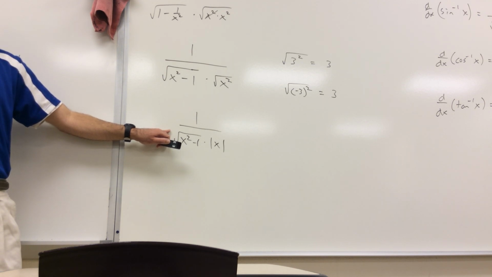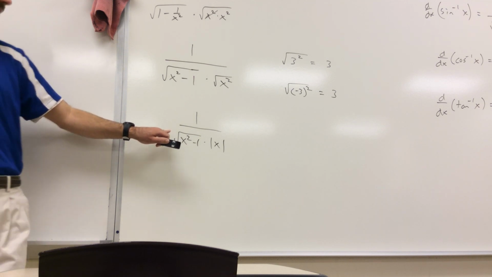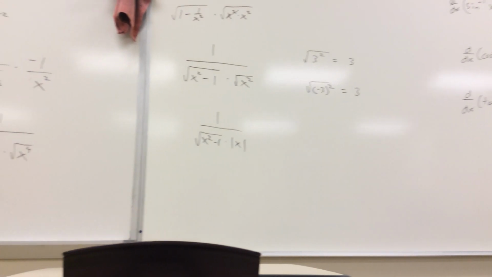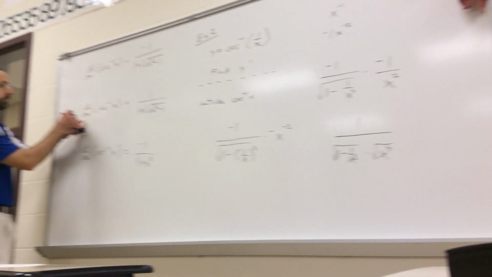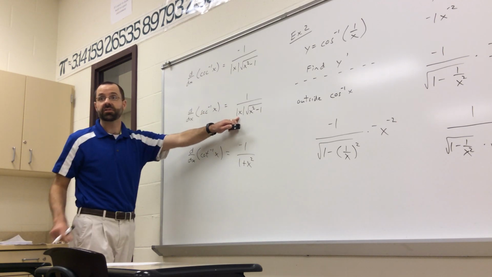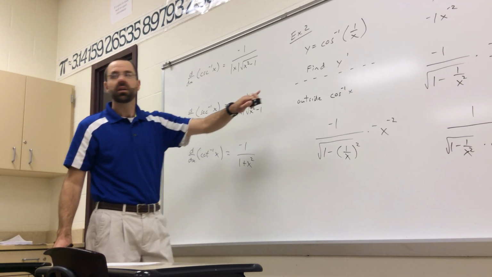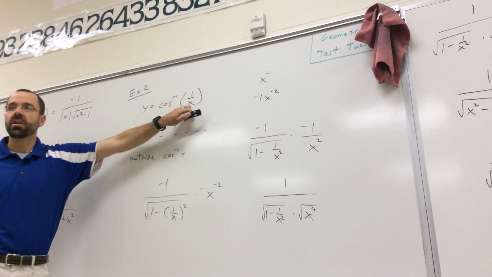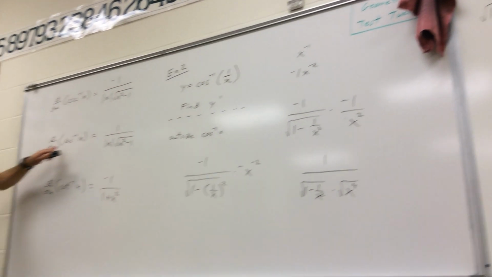Now Brandon's noticing something. Brandon, what are you noticing? That this is the derivative of inverse secant. He was noticing that this matches up with that final answer that I got. So why would the derivative of inverse cosine of 1 over x be the same thing as the derivative of inverse secant?